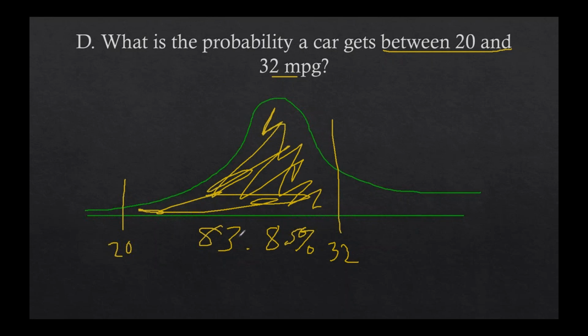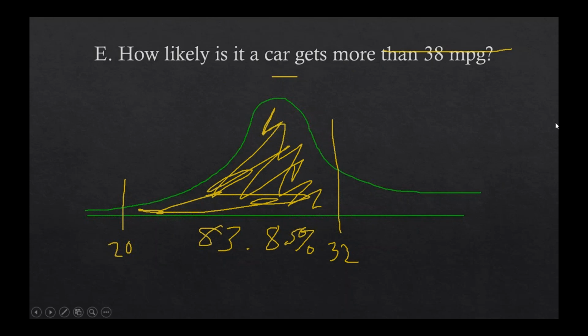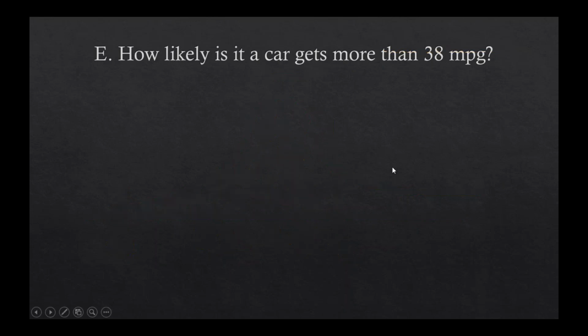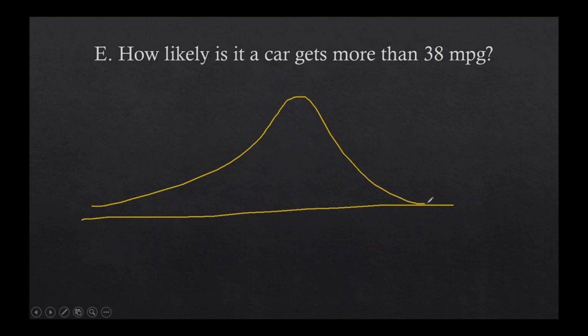Okay, any questions on, well, wait, I lied, we have one more. More than 38. So here's my picture. I know 38 is somewhere over here. We go to the right, and there it is, 0.15%. Yep. But do you see how the picture can be very, very helpful? That you locate what you're looking for, and there it is. Okay, questions on any of that, A through E?